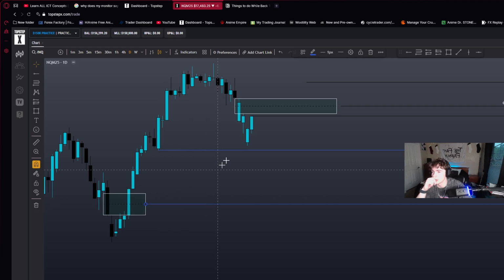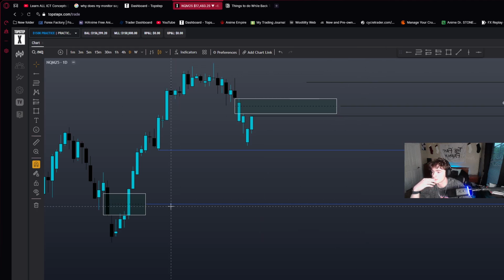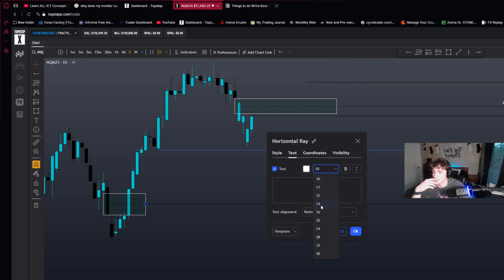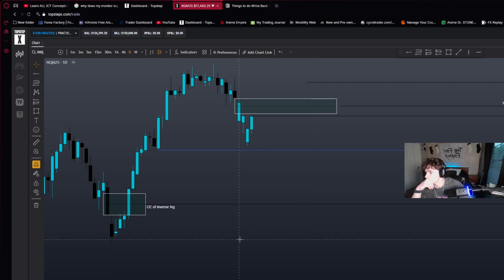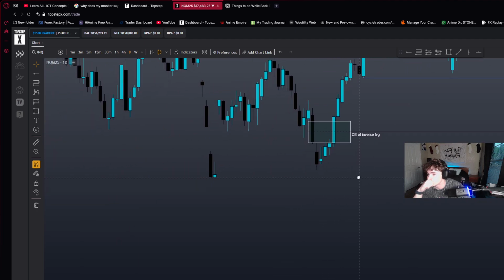We're also just getting Monday's bias to see if price reacts off of any of this. I probably should end up being bearish because of the tariffs, so that's what I'll end up doing. Black, 14, CE of fair value gap. Okay. Break of structure right here. I don't really want to use that.